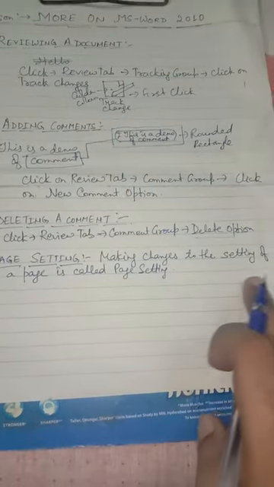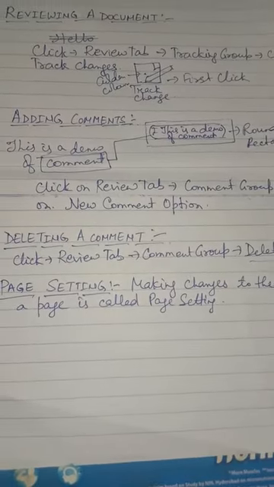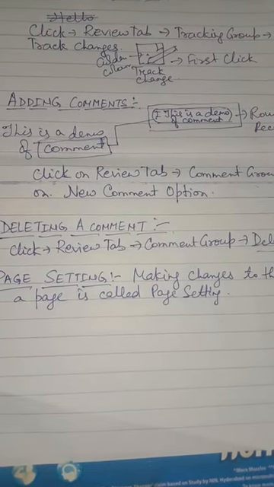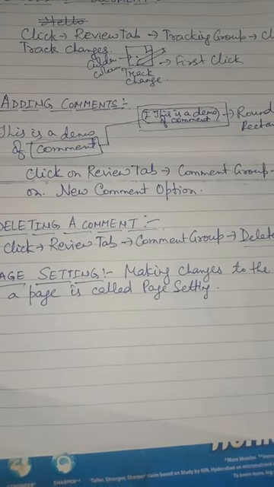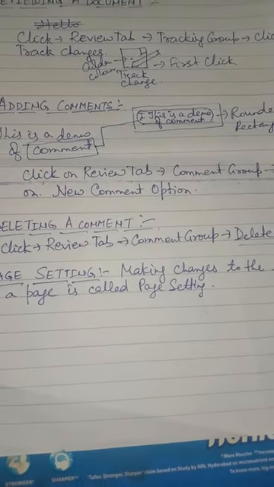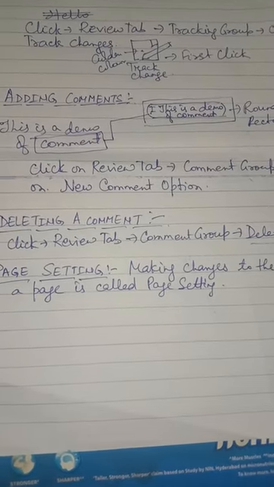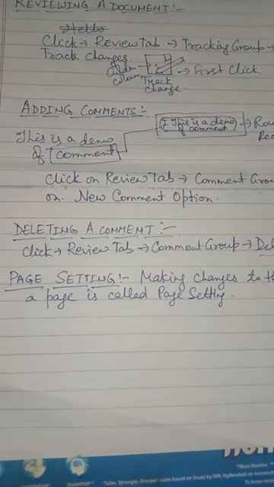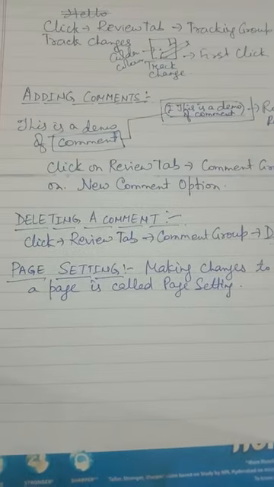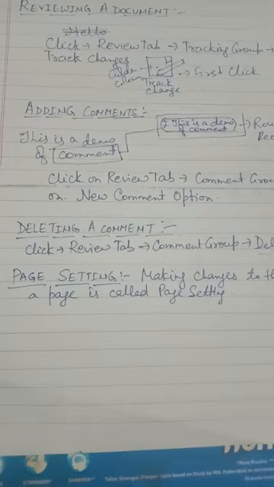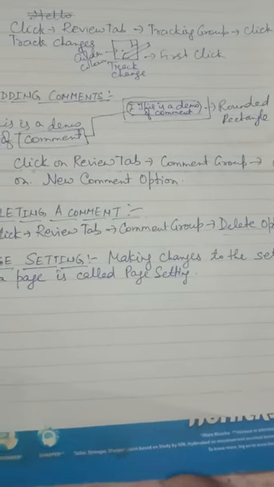So making changes to the setting of a page is called page setting. Whenever we open a document in MS Word, there are some default settings like the margins and the orientations, which are already set by the system. We can generally change the margin and the orientations of the page according to the layouts. So how can we change the margin settings of the page?